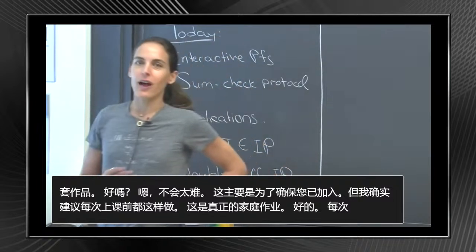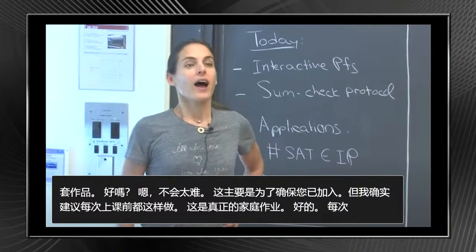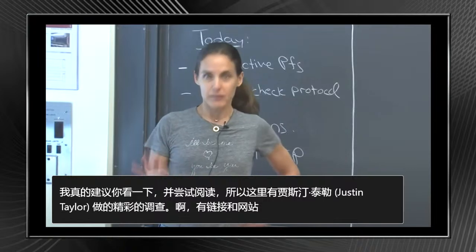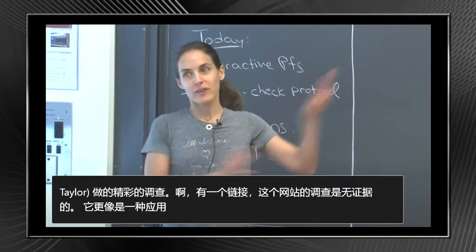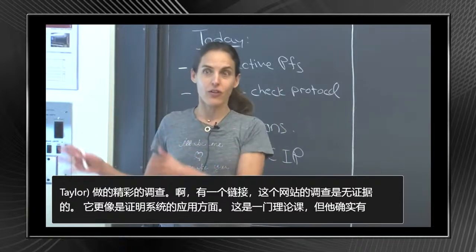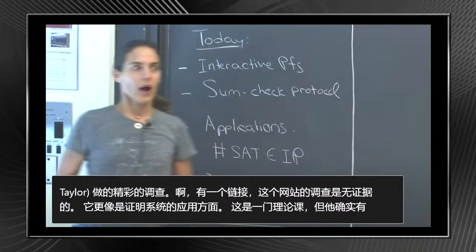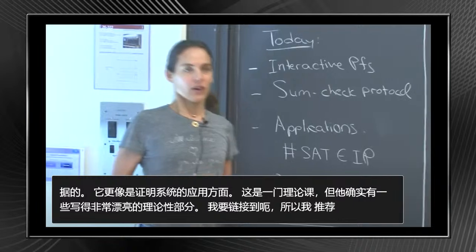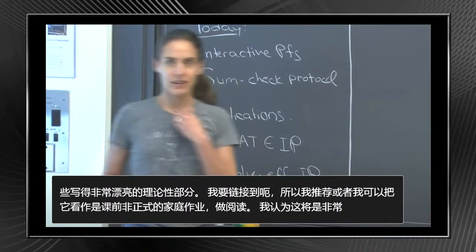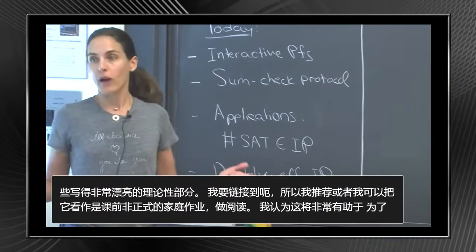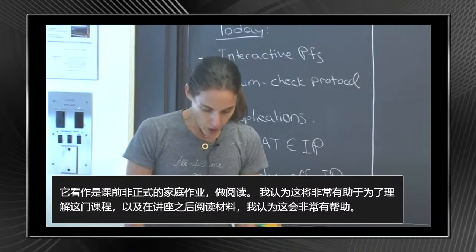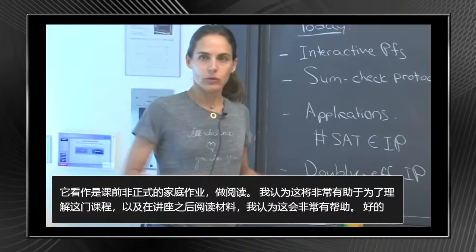There's a beautiful survey by Justin Thaler. There's a link on the website. The survey is on proof systems. It's more of the applied side of proof systems. This is a more theory class, but he does have really beautifully written sections that are very theoretical that I'm going to link to. So I recommend, or you can think of it as informal homework, to do the reading before class. I think it will be very helpful for understanding this class, and also to look at the reading after the lecture, and I think it'll be very, very helpful. Okay, so any questions about bureaucracy stuff?